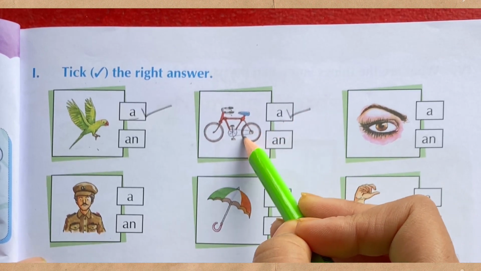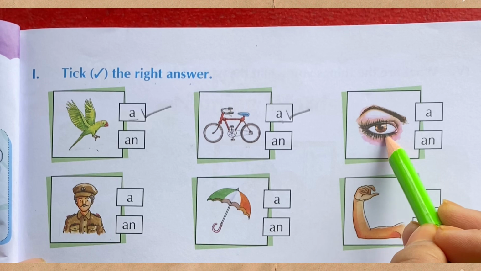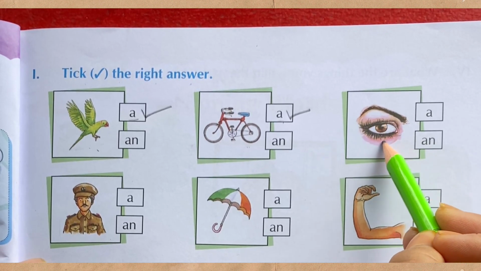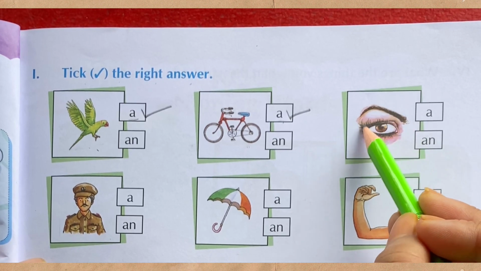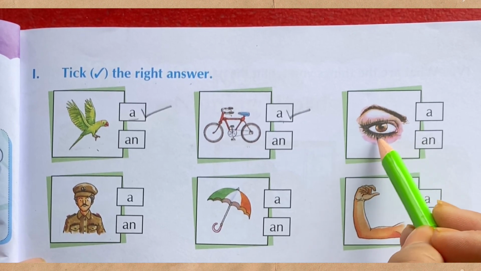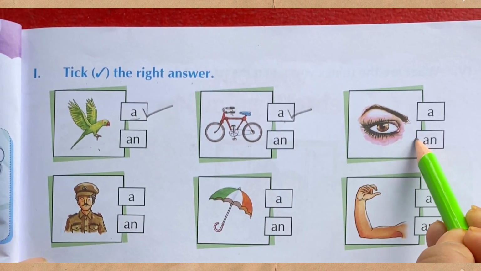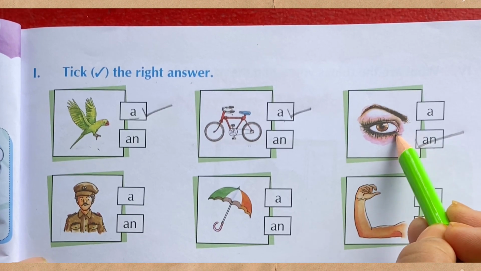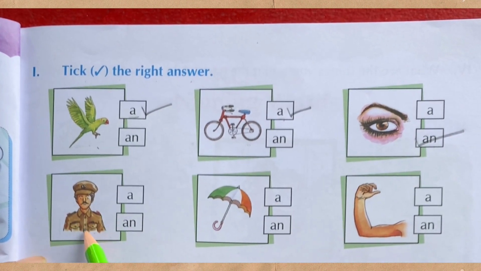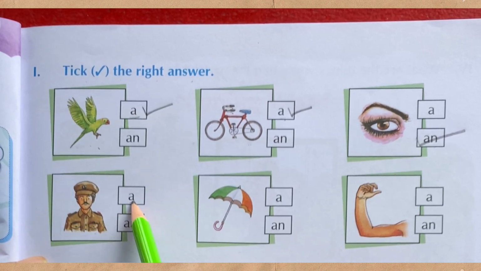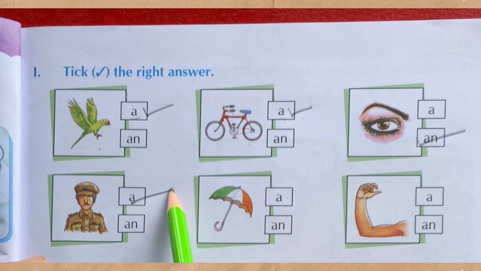A bicycle. This is eye. The word eye starts with a vowel. E is a vowel. When a word starts with a vowel sound, we should use an before it. So the correct answer is an. An eye. This is policeman. Policeman starts with a consonant. P is a consonant. When the first letter is a consonant, we use a. The correct answer is a. A policeman.